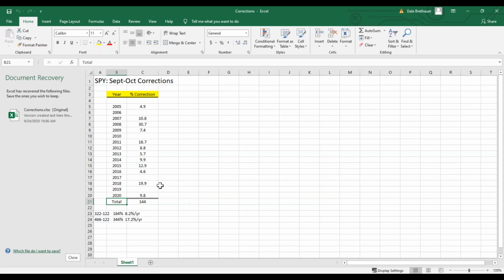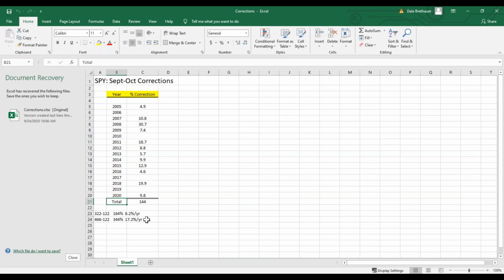30.7%. Okay, what I did is I totaled up all these and said, over the last 15 years, if you would have stayed out of the market between mid-September and mid-October, you could have saved yourself 144 points on the SPY. Add that to the 322, and now all of a sudden you're looking at 17.2% per year. Now this is normalized, this isn't compounded. Compounding would be even higher.